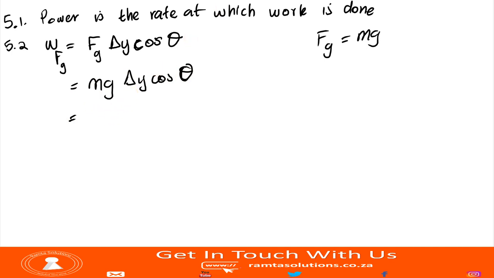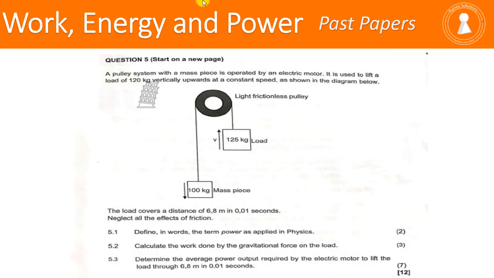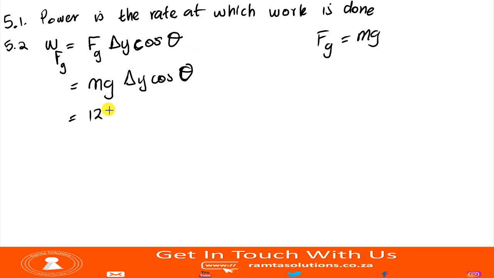Cool. So what is the mass? The mass is 125 kilograms. And the distance covered was 6.8 meters. We know the gravitational acceleration constant is 9.8. Weight is opposite to the motion of this load, so the angle will be 180 degrees. Taking out our calculators, we have 125 times 9.8 times 6.8 cos 180.